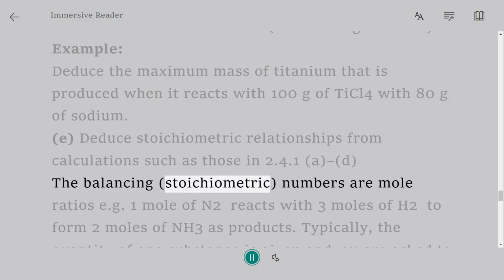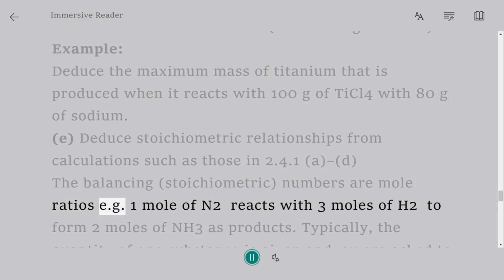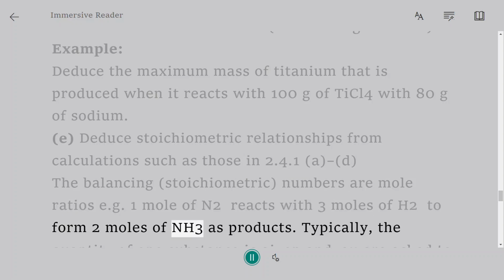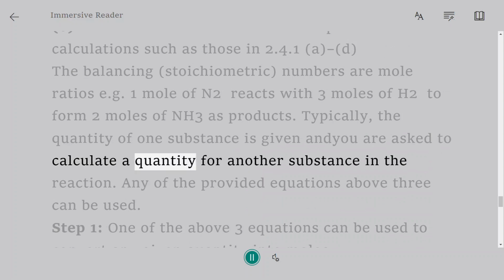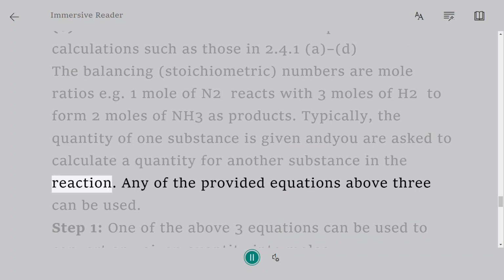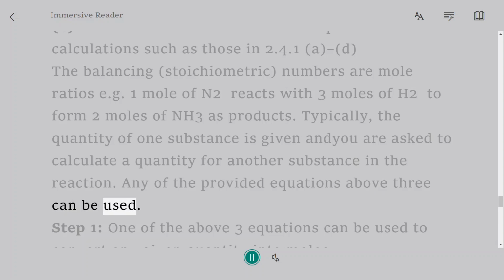E. Deduce stoichiometric relationships from calculations such as those in 2.4.1, a to d. The balancing, stoichiometric, numbers are mole ratios, e.g. 1 mole of N2 reacts with 3 moles of H2 to form 2 moles of NH3 as products. Typically, the quantity of one substance is given and you are asked to calculate a quantity for another substance in the reaction. Any of the provided equations above can be used.